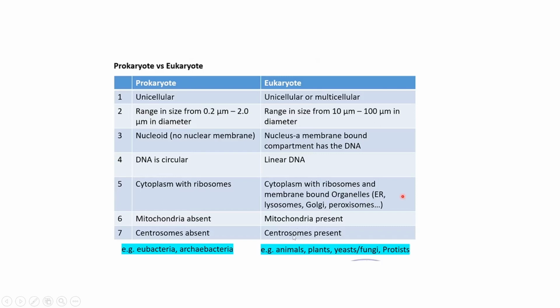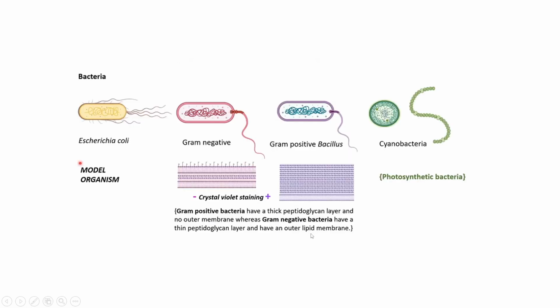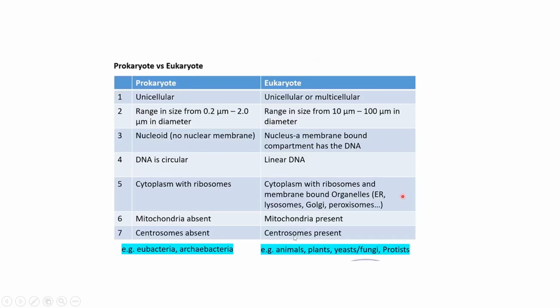So centrosome basically helps in the replication during the cell division process. Okay, during alignment of the mitotic spindle. Okay, so centrosome plays a role in that part. So this is regarding the eukaryotes, and in eukaryotes, there are examples like animal, plants, yeast, and protist.